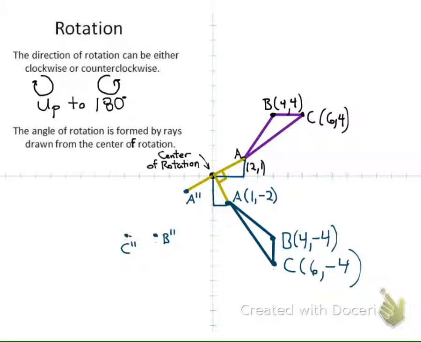I can now connect them, and this will be my rotation of 180 degrees. And this one we can actually see a pattern. We've changed the signs of both the x and the y coordinates, and that will work whenever we do a rotation of 180 degrees.